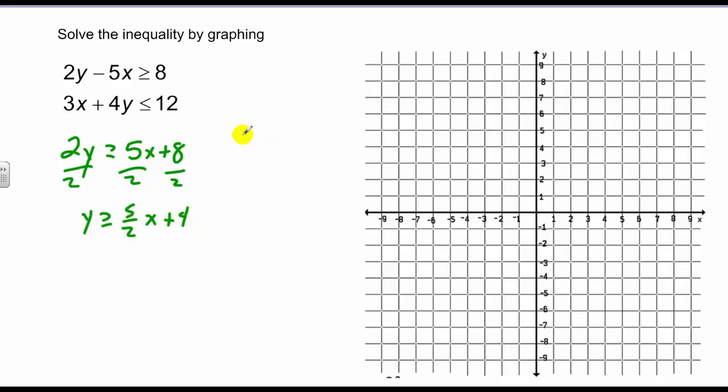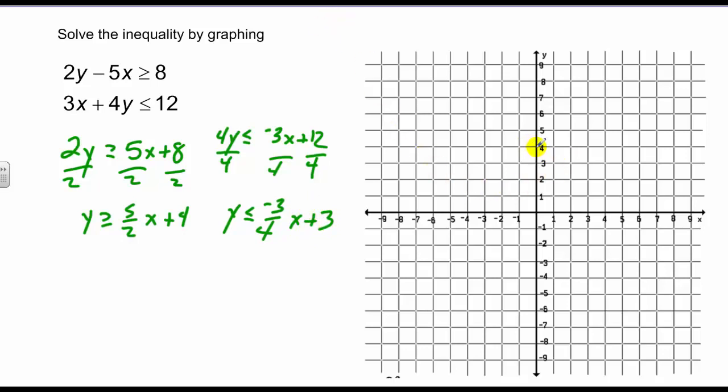Second equation, subtract 3x to both sides, get 4y less than or equal to negative 3x plus 12. Divide by 4 to both sides, get y less than or equal to negative 3/4 x plus 3. And we'll go ahead and graph those two.